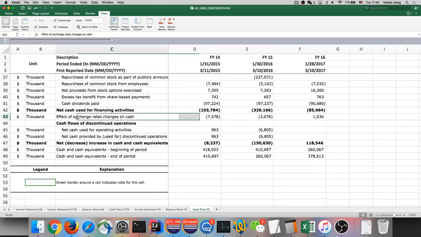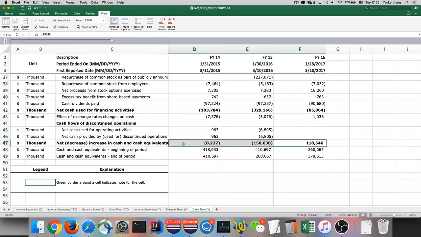And this one is exchange rate. Again, you don't really care because there's nothing they can do about it. So if you have some money outside the US and it changed, it's a non-cash item. So you add it up. In the end, you got the net cash flow. So you can see that they had negative net cash flow for the past 2 years and a positive one for this year.